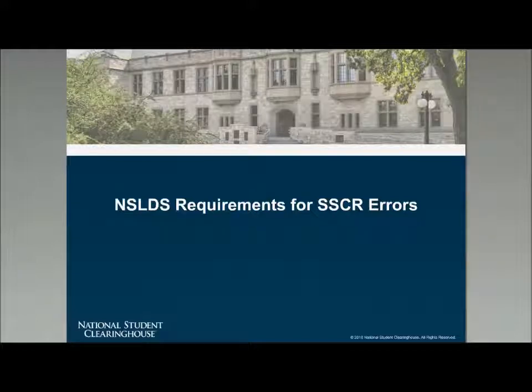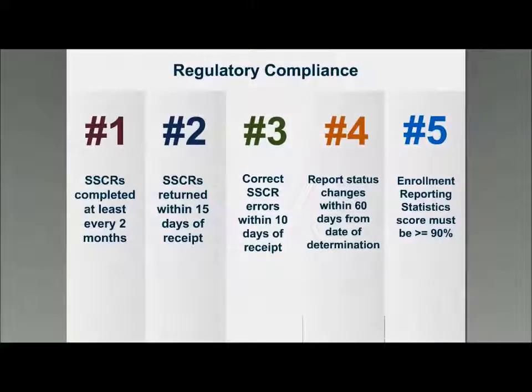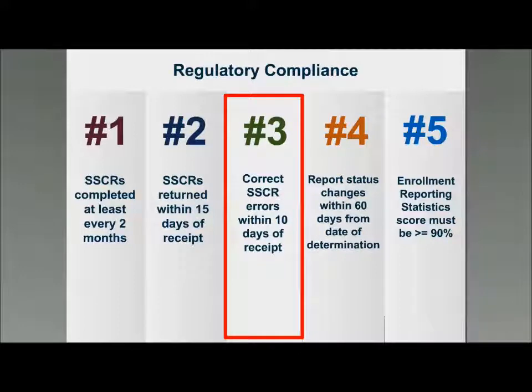So we'll begin by going over the NSLDS requirements for the SSCR errors that are returned during the SSCR reporting to NSLDS. NSLDS has strict guidelines on when certain processes and reporting must take place. The one we are focusing on today is that SSCR errors must be corrected within 10 days of receiving the error report. Once the Clearinghouse receives the SSCR error report after the initial reporting to NSLDS, those errors are posted on our secure website for your school to view and correct. The Clearinghouse due date for those errors is 8 days to allow us time to process all the updates into our system and send the data to NSLDS successfully within the 10-day compliance window.